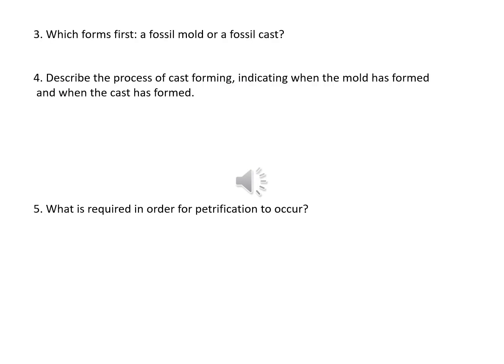Number 3, which forms first, a fossil mold or a fossil cast? Remember from our experiment, 7.1, that a mold forms first. Number 4, describe the process of cast forming, indicating when the mold has formed and when the cast has formed.